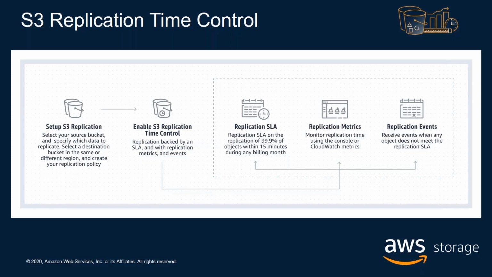RTC also comes with events that notify you in the rare instance when objects do not replicate within 15 minutes, and when those objects replicate successfully to their destination region. You can configure and subscribe to RTC events through Amazon SQS, SNS, or Lambda.